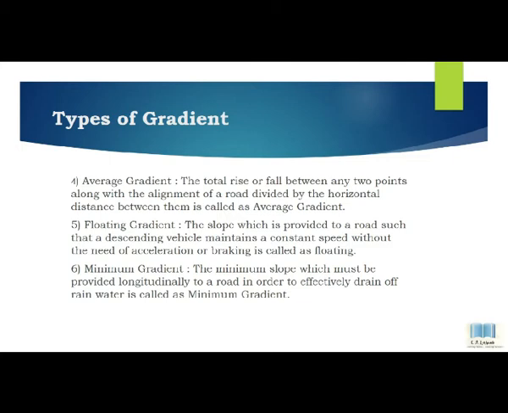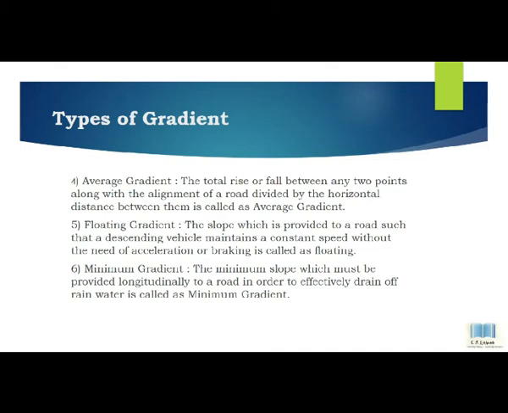For better understanding of average gradient, see one example. Now consider 1 meter distance of road. In this 1 meter, the total rise or fall, or the ups and downs of the road with its alignment or with the straight line, and this rise and fall divided by the horizontal distance of the road, this gradient is known as average gradient. Okay.